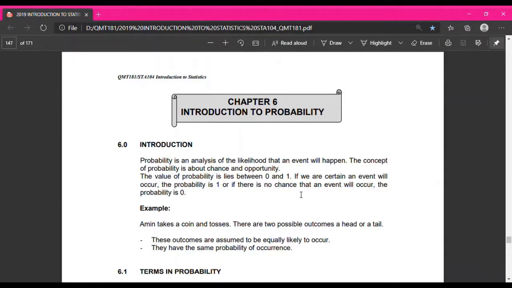So untuk nak calculate the probability, we need the data. Baru boleh cari nilai probability. Okay, if there is no chance that an event will occur, the probability is 0. Okay, tak ada chances langsung that event will occur, so the probability will be 0. Okay, kalau chances that event will occur sikit, so ianya bukan 0 lah, it may be 10%, 0.1, 0.2 and so on. Okay, so 0 ni adalah no chances at all that event will occur.